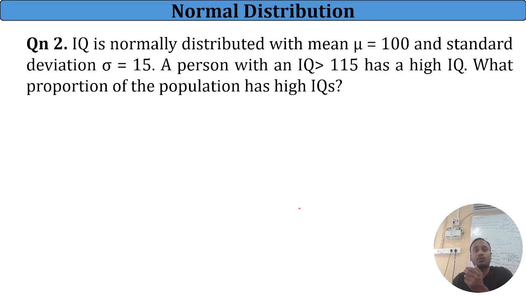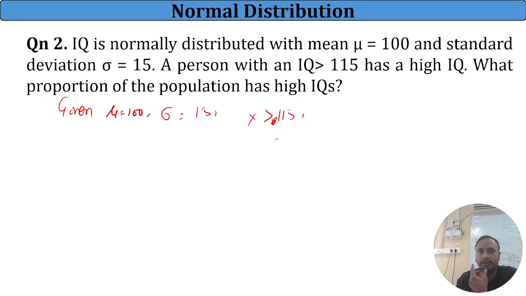Now we have the second question. They have given the mean. First you try, I will solve the next. The first thing they have given is the mean, mu, equal to 100, and a standard deviation equal to 15. Now they are saying that a person with an IQ greater than 115 has a high IQ. What proportion of the population has a high IQ? It's again a simple question. They are asking for x greater than 115.